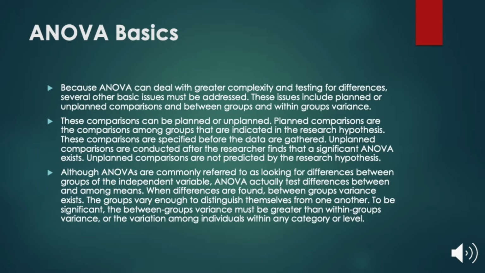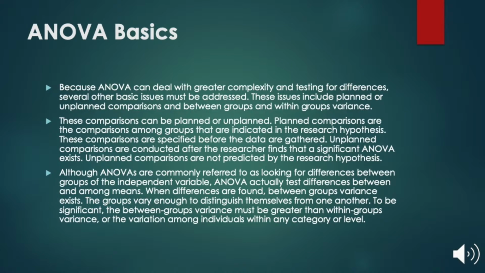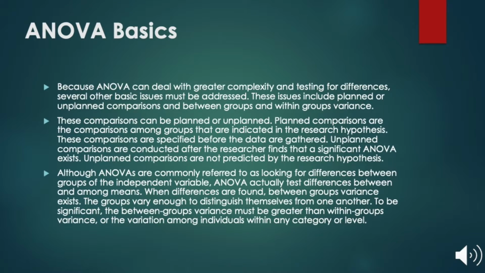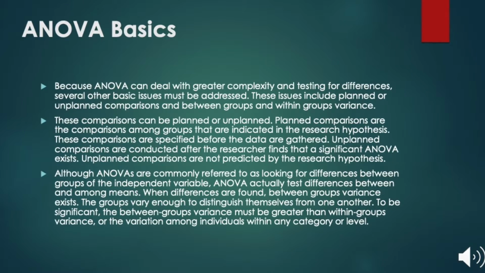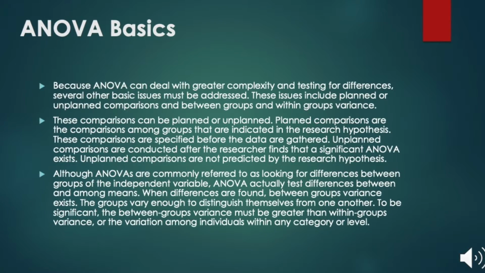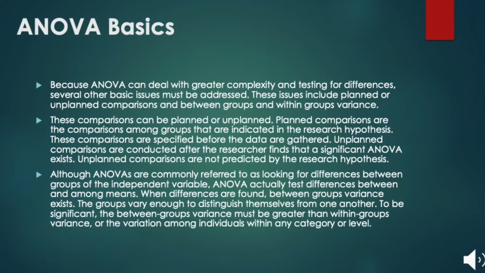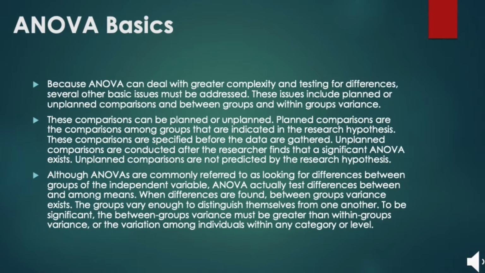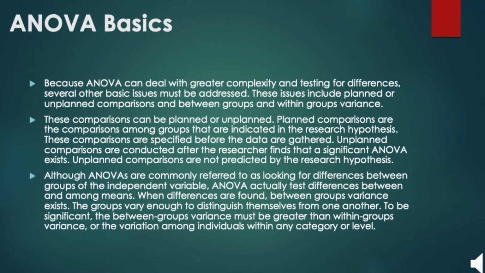ANOVA basics. Because it can deal with greater complexity in testing for differences, several other basic issues must be addressed. These issues include planned or unplanned comparisons, and between groups and within groups variance. These comparisons can be planned or unplanned. Planned comparisons are the comparisons among groups that are indicated in the research hypothesis. These comparisons are specified before the data are gathered. Unplanned comparisons are conducted after the researcher finds that a significant ANOVA exists. Unplanned comparisons are not predicted by the research hypothesis.